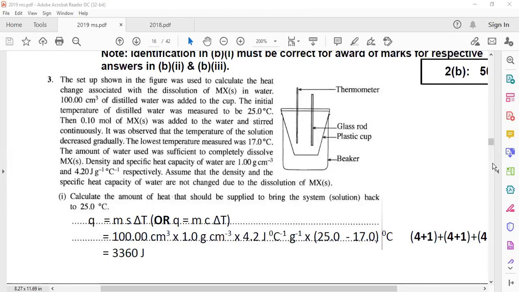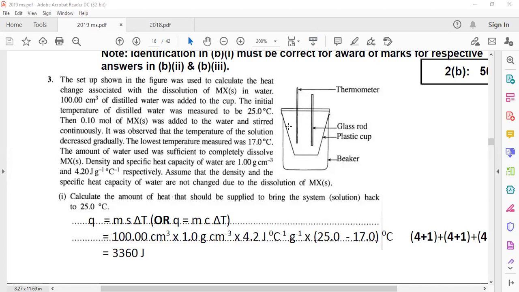Actually, we have done this question, right? So the setup shown by the figure was used to calculate the heat change associated with dissolution of MX in water. What they had done is they have used a 100 cm³ of distilled water in the plastic cup, right? They have mentioned that one.